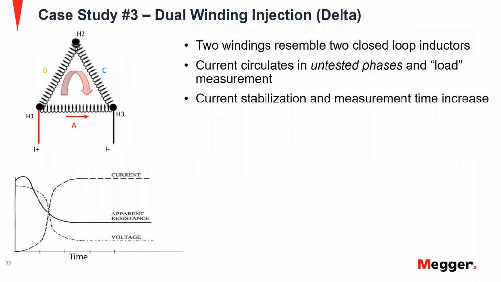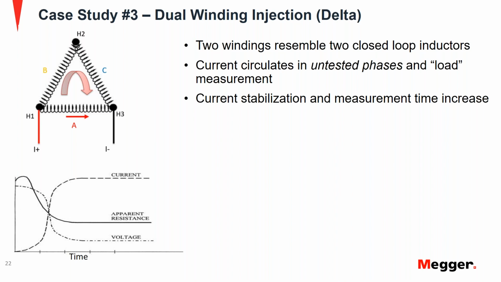Now, another important aspect of the dual winding injection technique is when you are measuring delta windings. With delta windings, we know that there are two other phases that are part of the connection of the delta. Because of that, the two other windings can represent closed loop inductors when you're trying to make a measurement. Because of this delta connection, the current that circulates will also be distributed in the untested phases, and it will load the measurement of the phase you're trying to measure. This eventually results in longer times for stabilizing of the current and for getting a measurement.